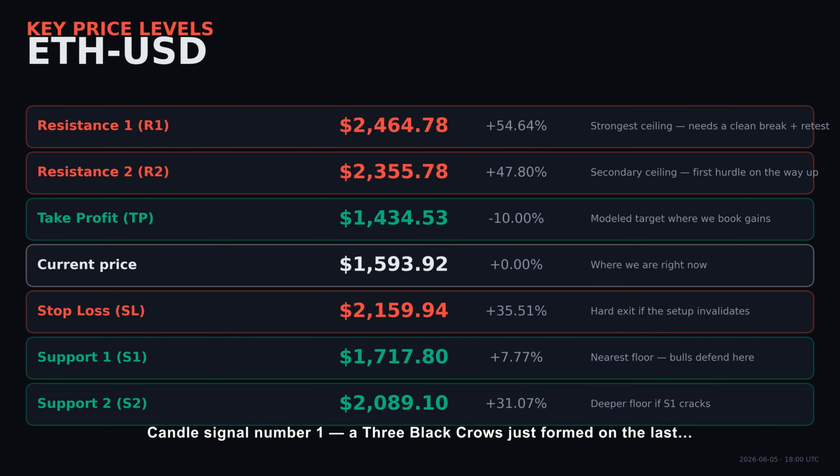Let's talk key levels. Because every trade is really just a conversation between support and resistance. On this slide, you've got 2 resistance levels above price, 2 support levels below, plus our TP and SL inside that range. If price breaks above R1 cleanly and holds it, that's the green light for the upside scenario. If it cracks below S1 instead, the long thesis is broken and you stand aside. The TP and SL aren't arbitrary numbers. They sit at logical inflection points, which is why this map matters more than any single indicator.